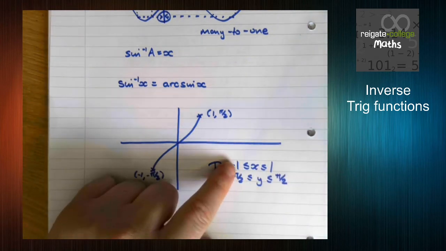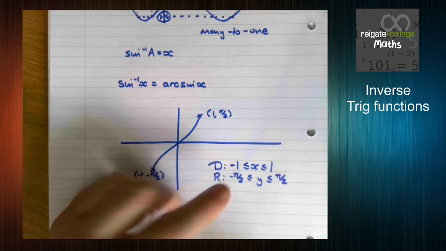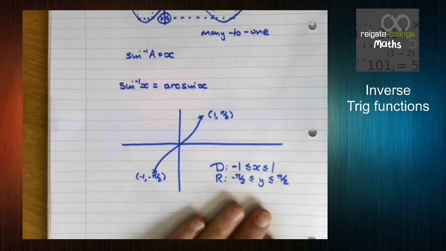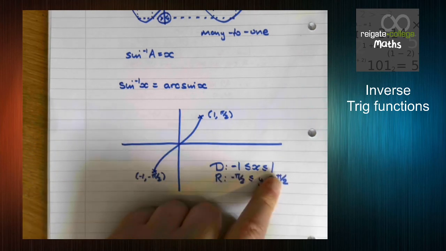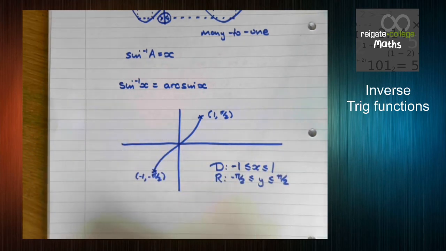This should come as no surprise to you, because don't forget, when you go from function to inverse, the domain and range swap over. And the domain of sine is that sine x is between -1 and 1.